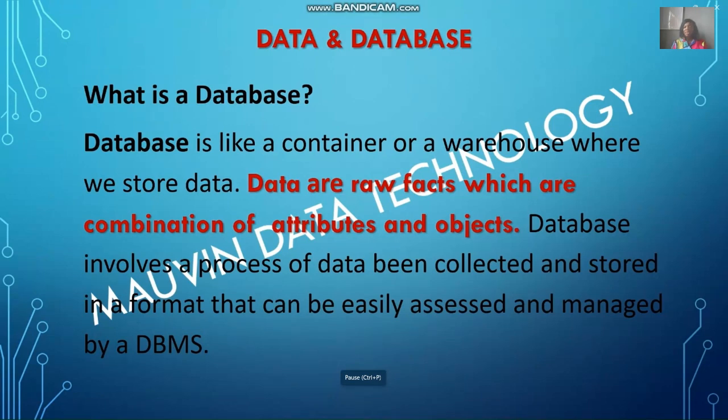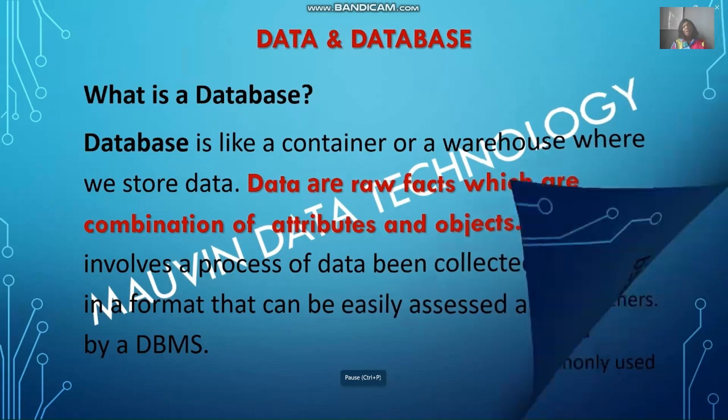A database is like a container or a warehouse where we store data. What is data? Data are raw facts, which are a combination of attributes and objects. Data could be numerical or alphabetical in nature. Our daily activities revolve around data. Whenever we visit Facebook or Instagram, data is being collected and stored somewhere called a database. Therefore, a database involves a process of data being collected and stored in a format that can easily be accessed and managed by a DBMS.